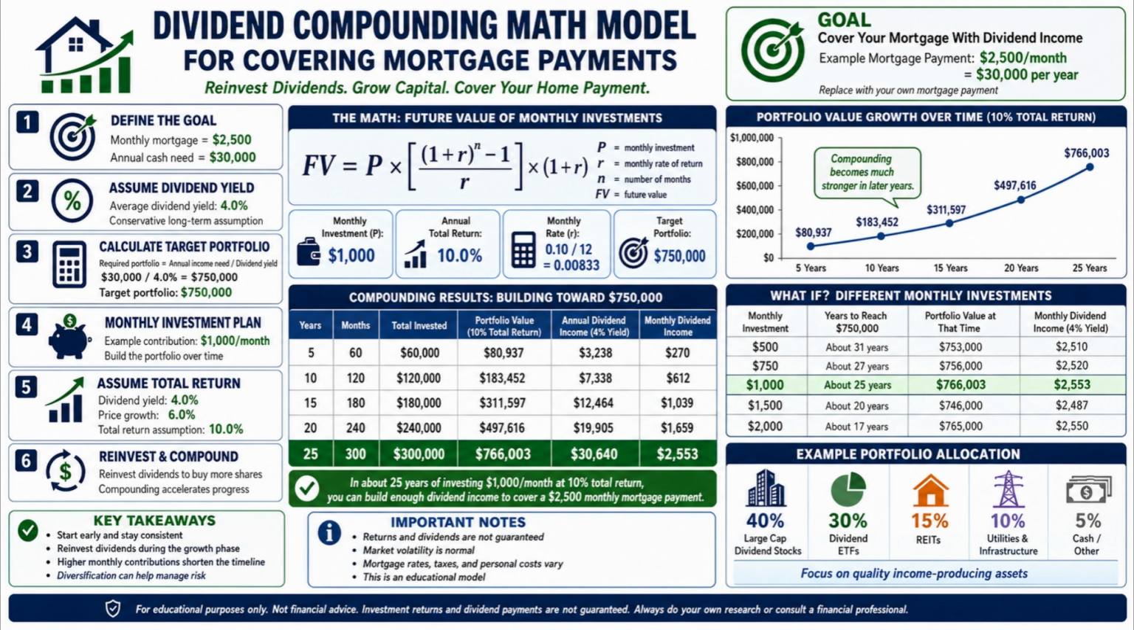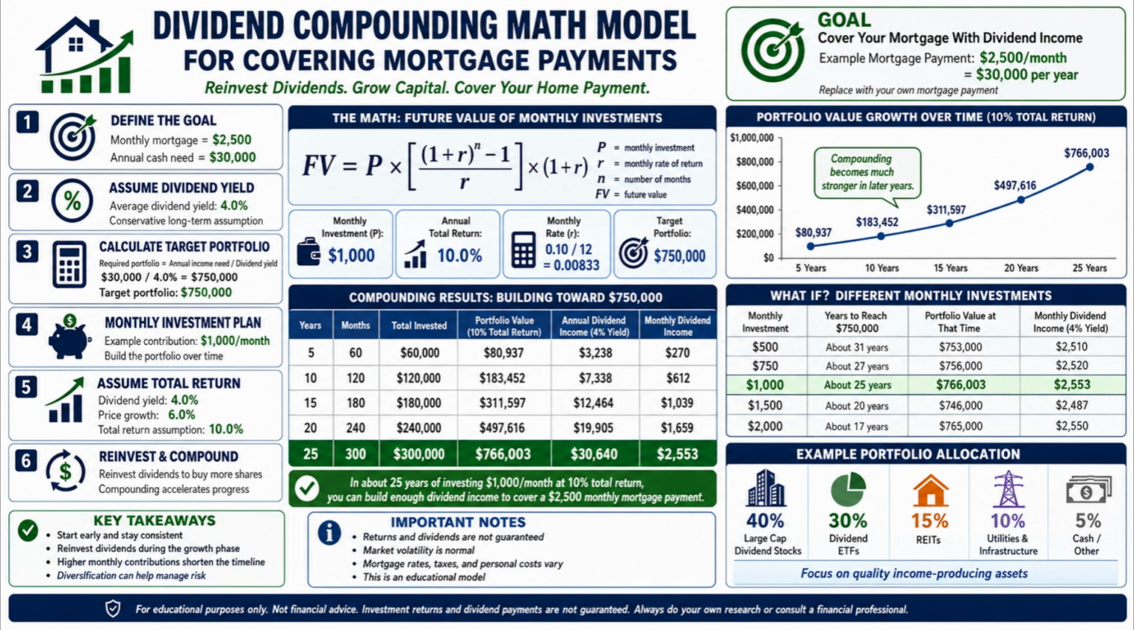Now, the math behind the model uses the future value formula for monthly investments. This formula estimates how regular monthly contributions can grow when returns are compounded over time. In simple terms, every monthly investment has the chance to earn returns, and those returns can then create additional returns in future periods. After 5 years, the total contribution would be $60,000. With the assumed 10% annual total return, the portfolio may grow to around $80,937. At a 4% dividend yield, this could generate about $3,238 per year, or around $270 per month.